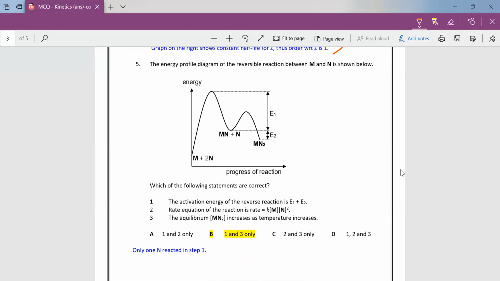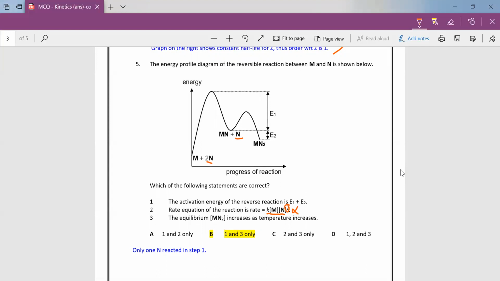Rate equation of the reaction is k[M][N]². Is that correct? If you look at step 1, the only thing that reacted is 1 mole of N. There's still 1 of the N that is unreacted. So this square is actually wrong.